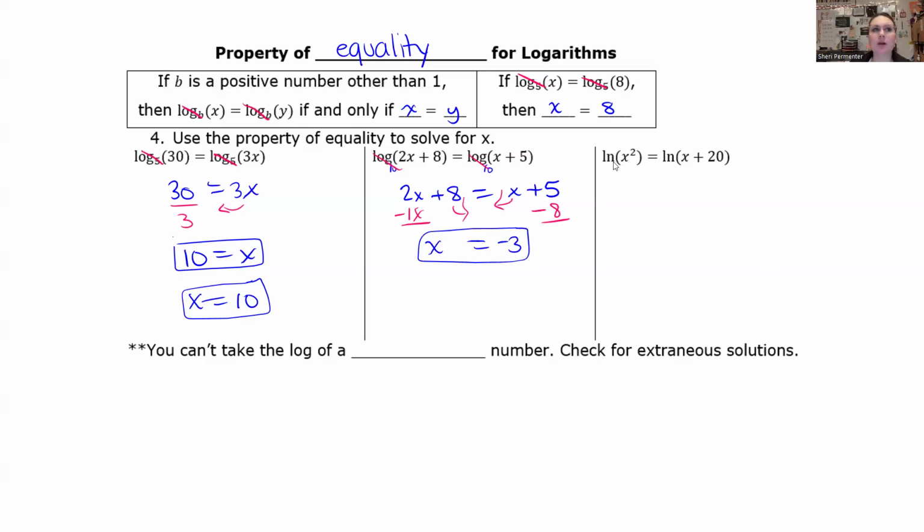And for our last problem, this is a natural log. What's the base for a natural log? E. Let's just get practice writing it. This is called a natural log, base of E. And when I have log equals log, log base E equals log base E, or natural log equals natural log, I can mark it out and set the stuff equal.